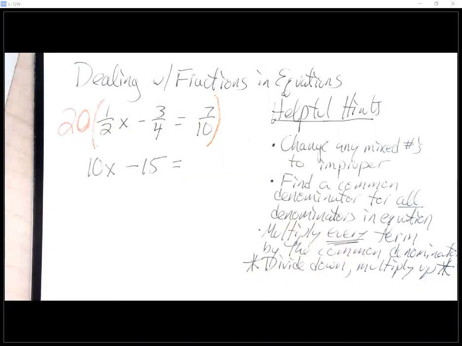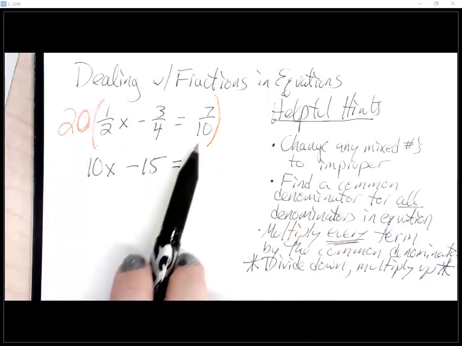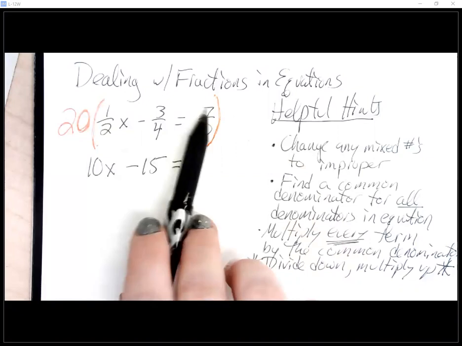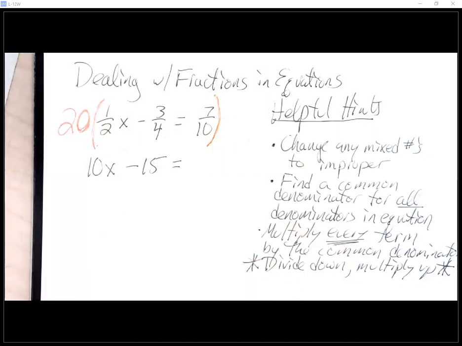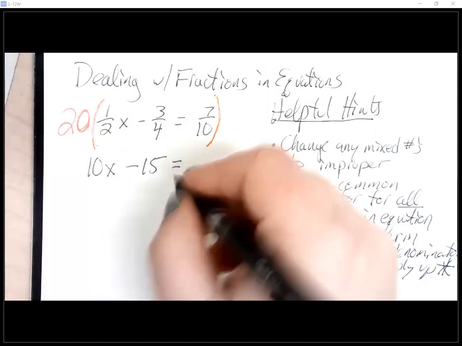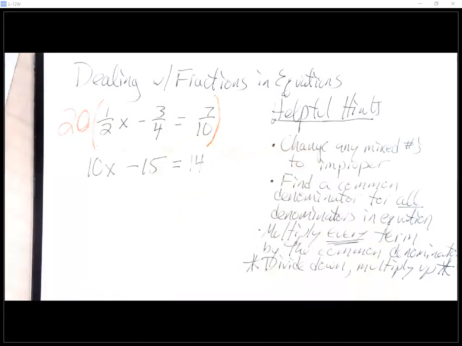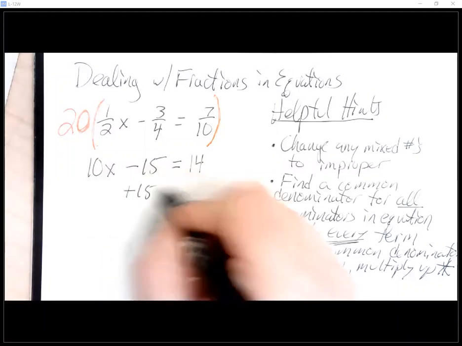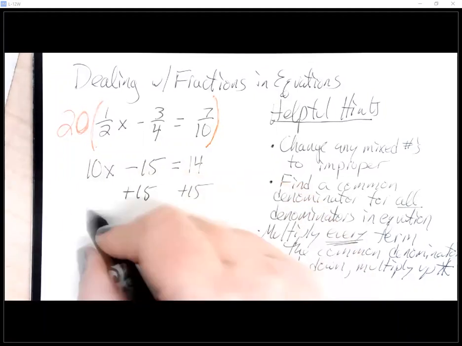Don't forget to do this one. 20 divided by 10 is 2 times the top, 14. Not bad, right? Not bad. Hopefully you agree. And now I have a very easy equation to solve. So I'm just going to solve it like I normally do. So let's go ahead. We'll add the 15. Bless you.